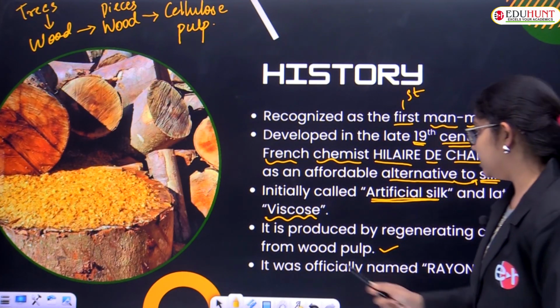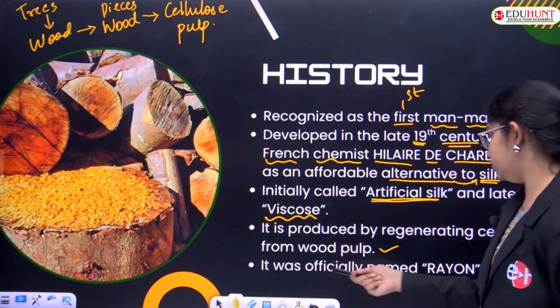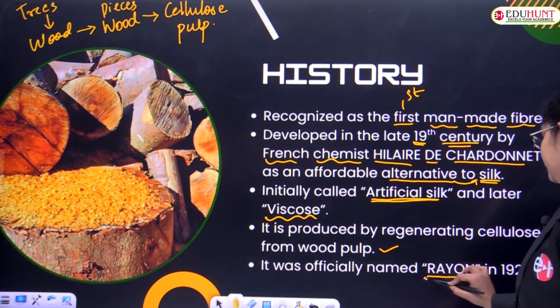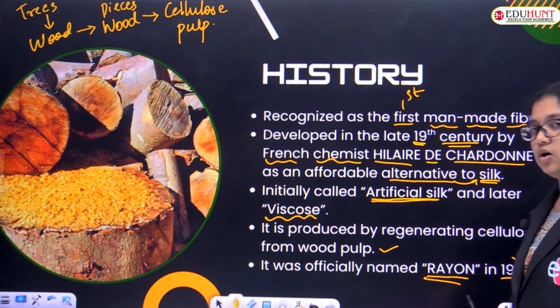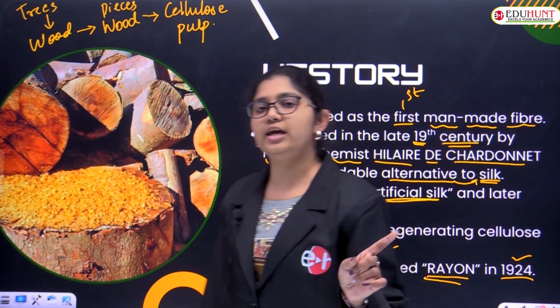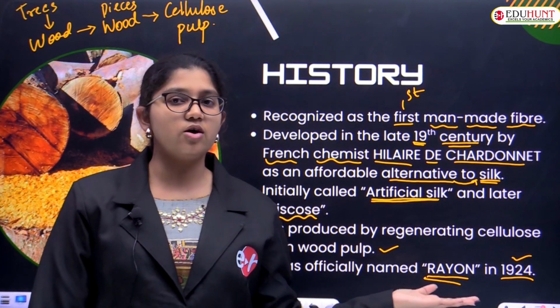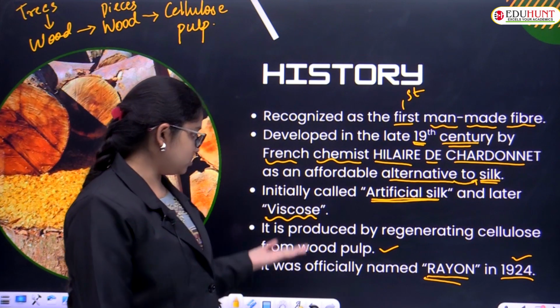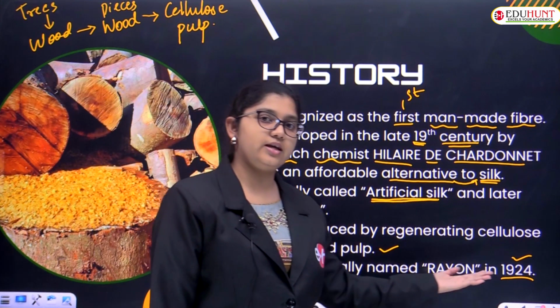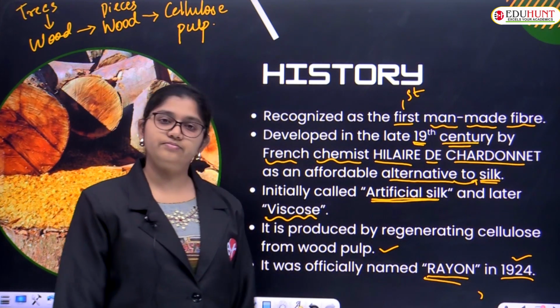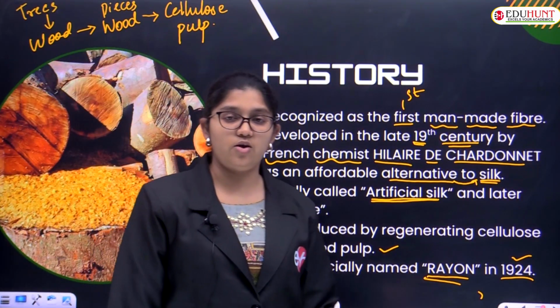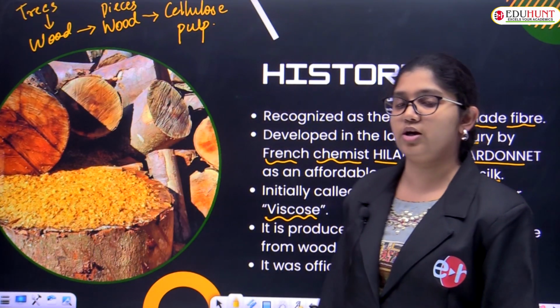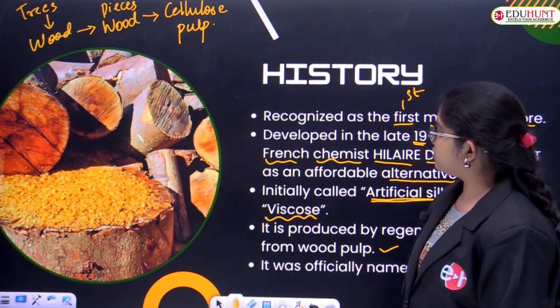Okay, children, and it was officially named rayon in 1924. First they called it artificial silk. Later they named it viscose fiber, and officially in 1924 they named it rayon. Okay, this is about the history of rayon, how it is processed and what it is made of, from wood pulp. Okay, here is the history for you.